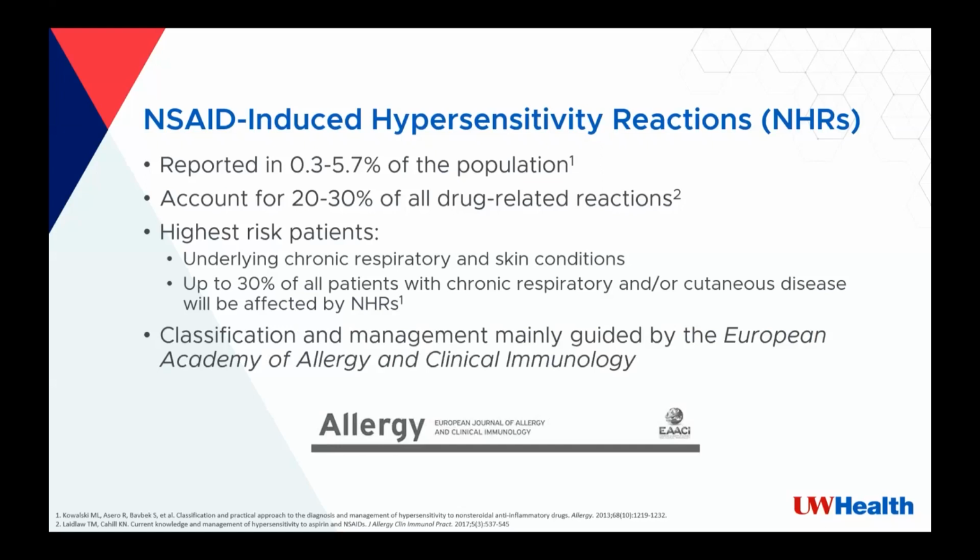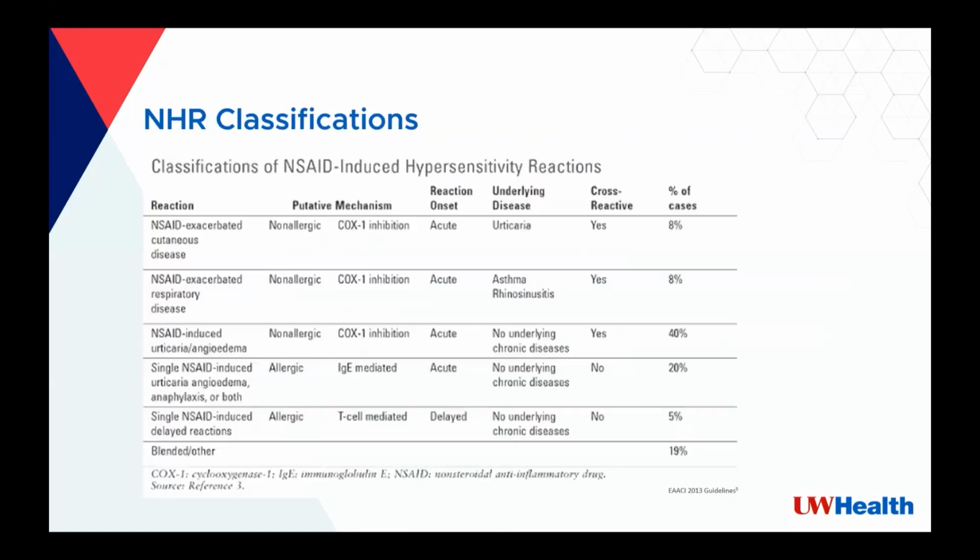Our classification and management is mainly guided by the European Academy of Allergy and Clinical Immunology, which published management guidelines in 2013. When looking at NHRs, there are two major classifications that we think about. So first, we have our non-immunologically mediated or non-allergic versus our immunologically mediated or allergic. These are then further divided by the presence of underlying disease and the timing of reactions, either acute or delayed. And I know this slide's a little busy and a lot to take in, but we will go through each of these reactions in the next few slides here.